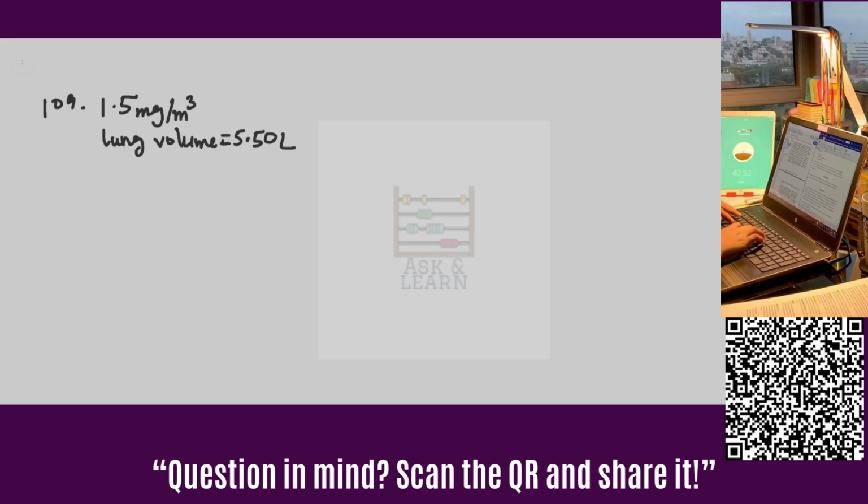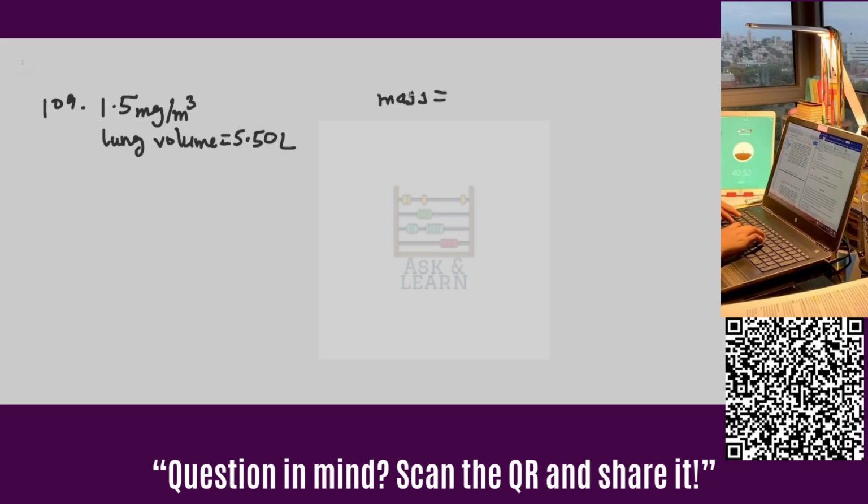In this question, we've been given two useful pieces of information: 1.5 milligrams per cubic meter and the total lung volume, which is 5.50 liters. In order to determine the number of atoms of lead present in our lungs, we actually need to know the mass. Once we get that mass, we can find the mole, and based on the mole, we can determine the number of atoms just by multiplying by Avogadro's number.